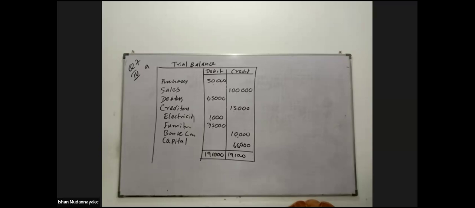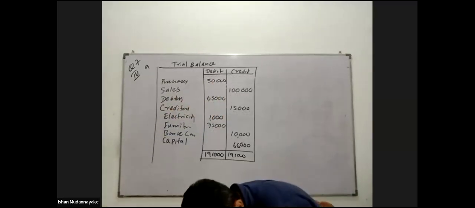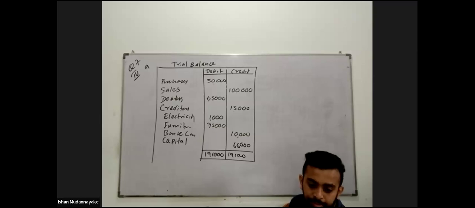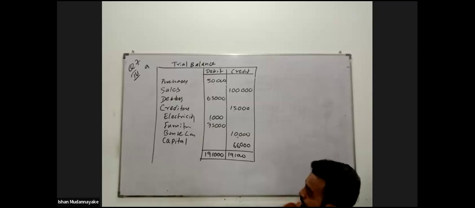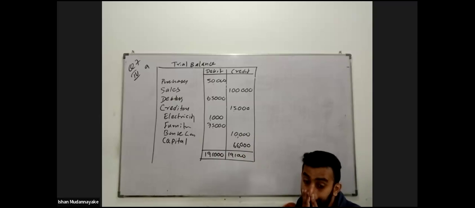Right, clear? Students, if the examiner has given the capital as well, but the trial balance is not equal, then the difference will be transferred to a suspense account. But in this question, the examiner has not provided capital. Therefore, the difference will be transferred to the capital account.